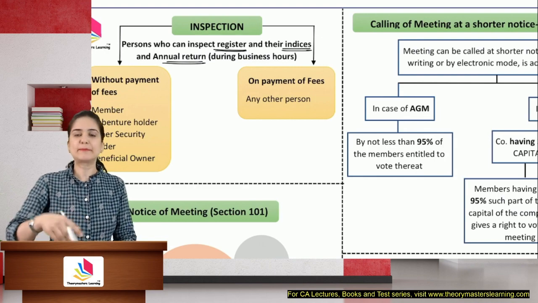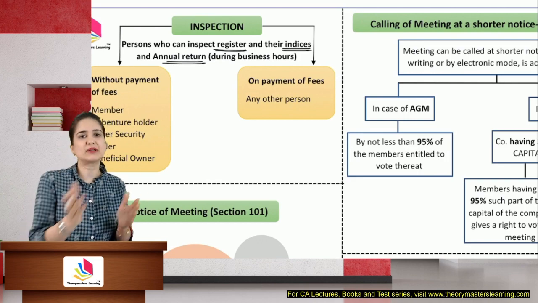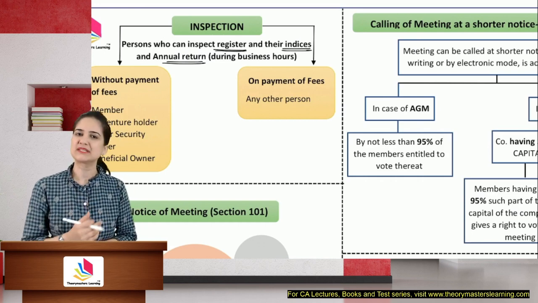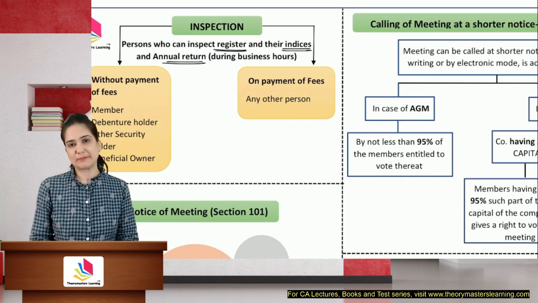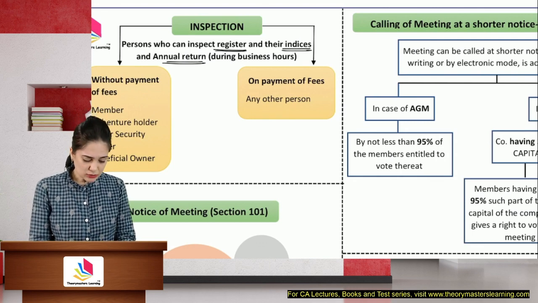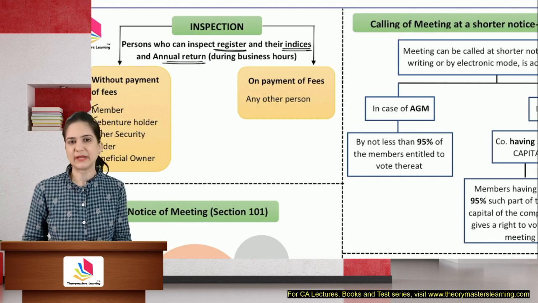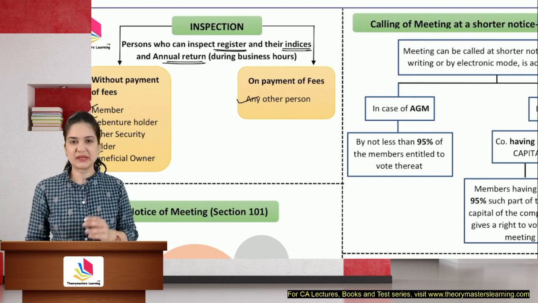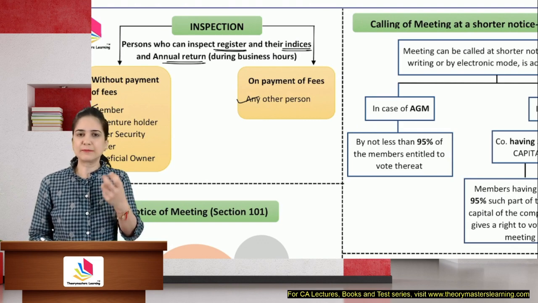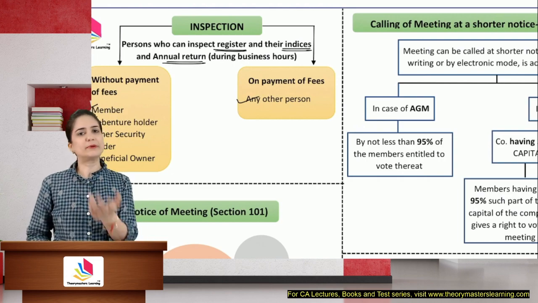Now, what are indices? It is a plural of index. Now, why is an index maintained? Like in your textbook, you have an index so that you can find the chapter easily. Similarly, index is maintained so that you can find the details of the members conveniently. Who can inspect? Now, see, the inspection can take place only during business hours, which is generally 9 to 6. Without the payment of fees, it can be inspected by members, debenture holders, other security holders, beneficial owners. On payment of fees, it can be inspected by any person other than these. These persons can take extracts of the books in registers and indices. If you want a photocopy, then you will have to pay for it.